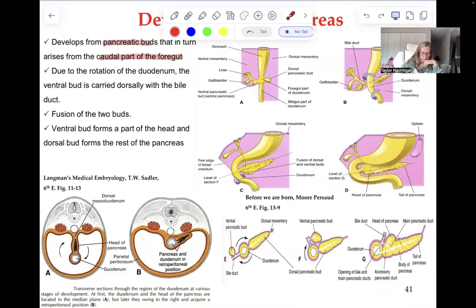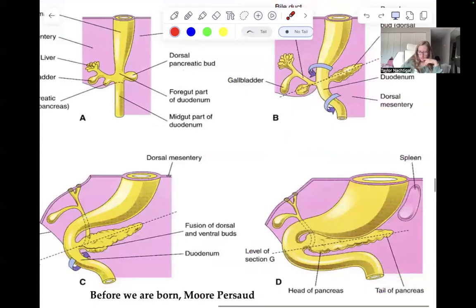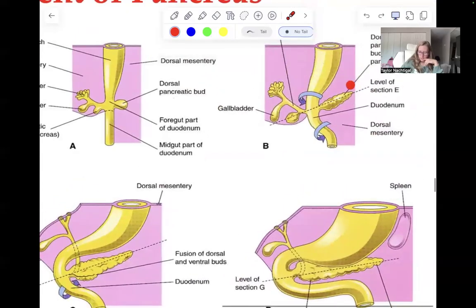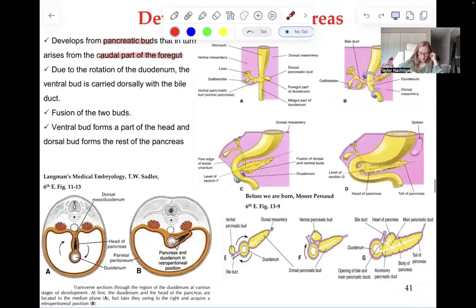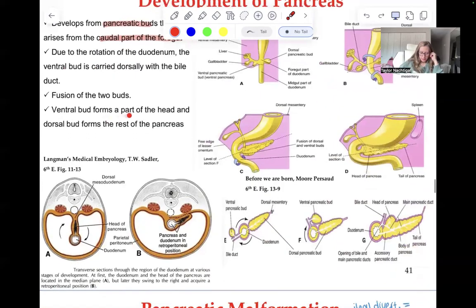And we actually see two buds initially. So here we have the dorsal pancreatic bud and the ventral pancreatic bud. As this rotates, this stays pretty anchored, but this part here is going to rotate back to meet up with the pancreas and fuse together to create the entire organ. The ventral bud becomes the head of the pancreas and the dorsal forms the rest.